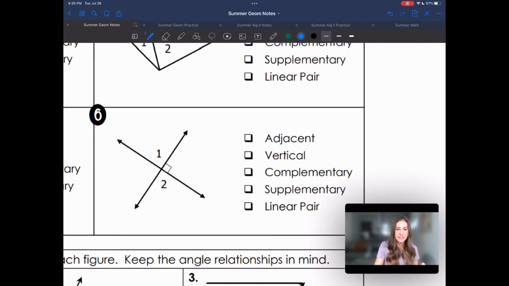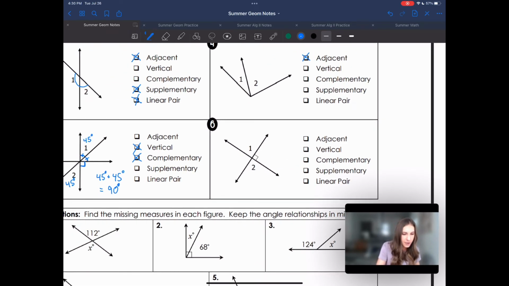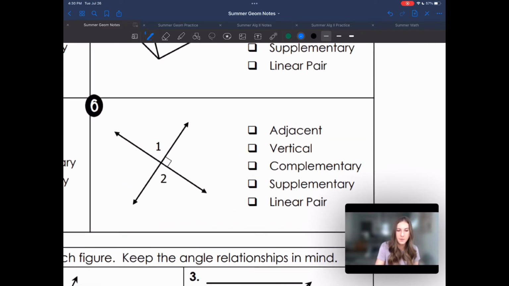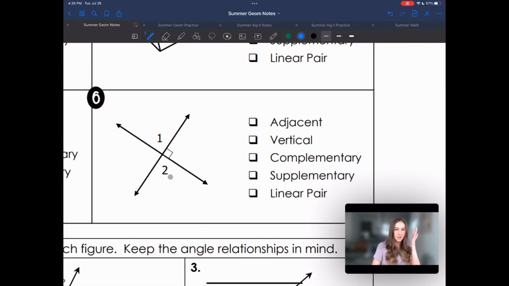Okay, and number 6. Wait, was that it for that one? Yeah, that would be it for that one. Okay, number 6. Angles 1 and 2. Well, they're definitely vertical angles. They're not adjacent. They don't share a side. They're not going to be a linear pair because they're not in a straight line.